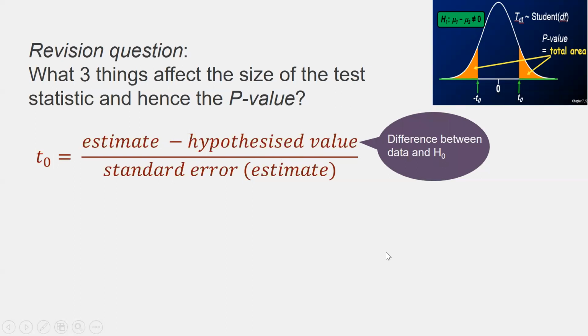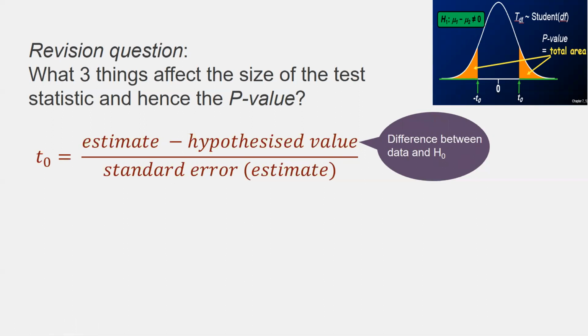And remember, our general definition for a test statistic is that it's the measure of the discrepancy between what we expect if the null was true and what we're actually observing. So that top part is really that in a nutshell.